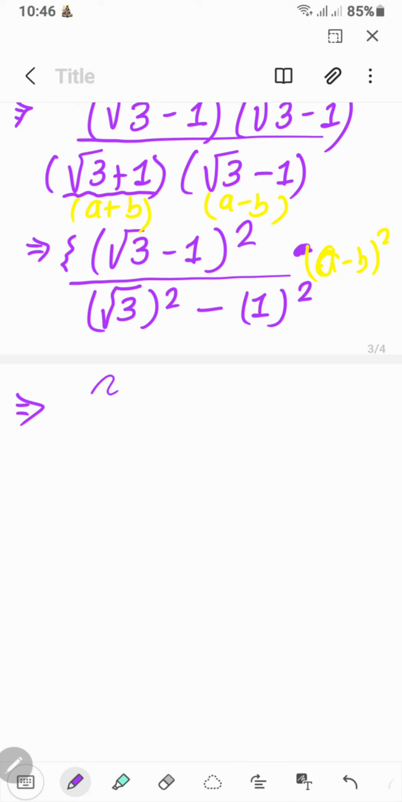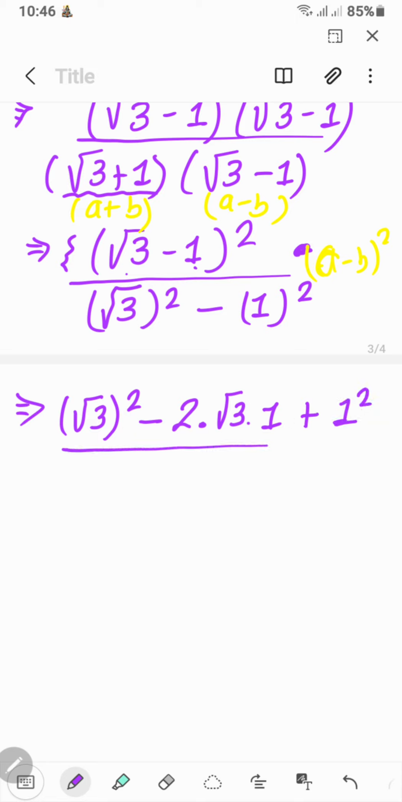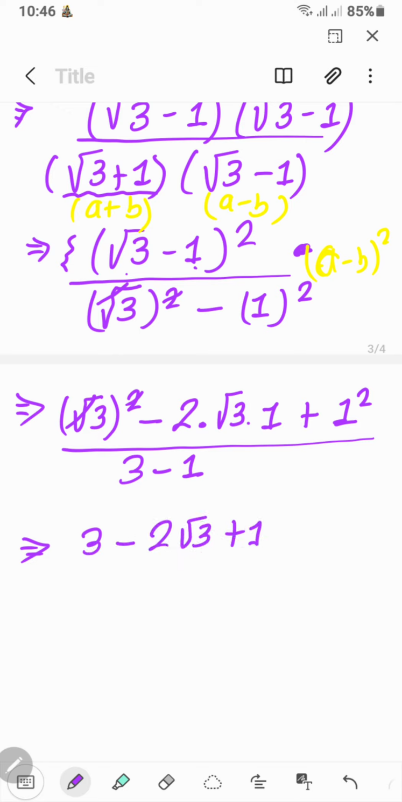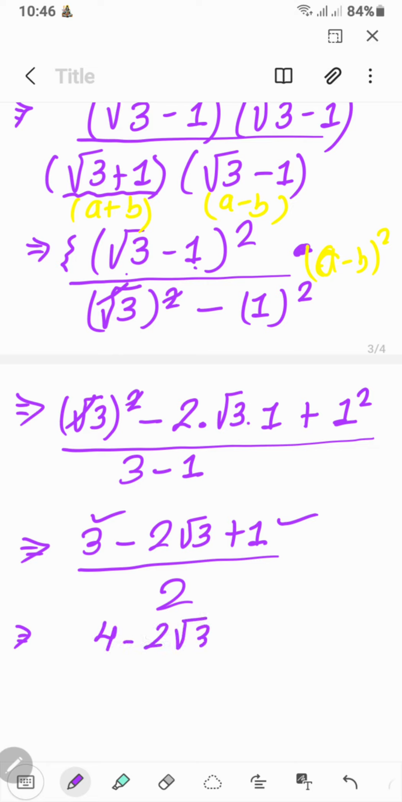Now a means our root 3. So the formula is a square minus 2ab plus b square, right? So minus 2, a means root 3, b means 1, plus b square means 1 square, by downside a square minus b square. Now this square and root will cancel, so 3 minus 1 will remain. Upside also this and this will cancel, 3 minus 2 root 3 plus 1 upon 2. Now we can add this 3 and 1, so it became 4 minus 2 root 3 by 2.